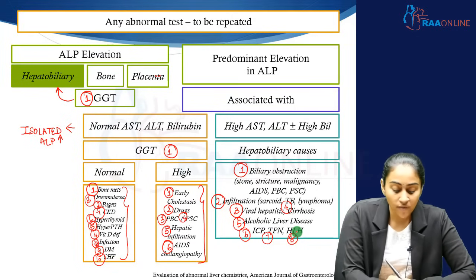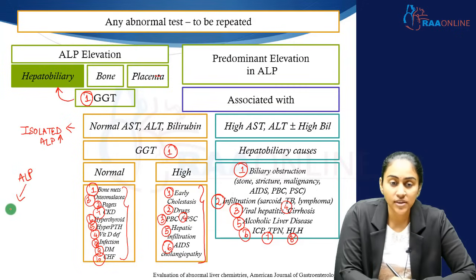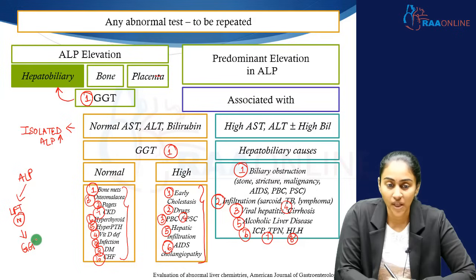So, whenever you have a patient with alkaline phosphatase elevation, the first thing to look at is the rest of the LFT. Is the LFT normal or not? If the LFT is normal, that is when your GGT will be helpful. If your GGT is abnormal, it is still going to be a hepatobiliary cause. If your GGT is normal, you are looking at a bone or a systemic cause.